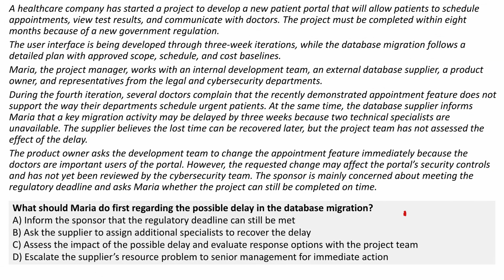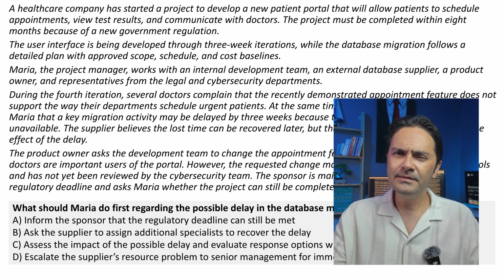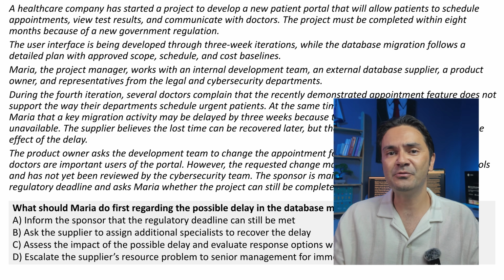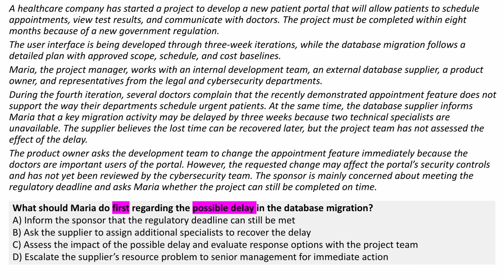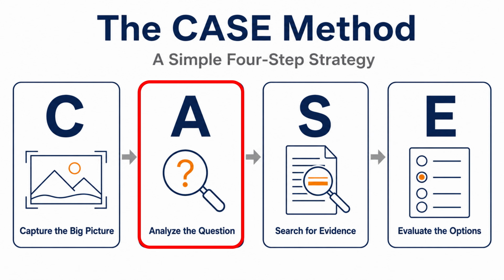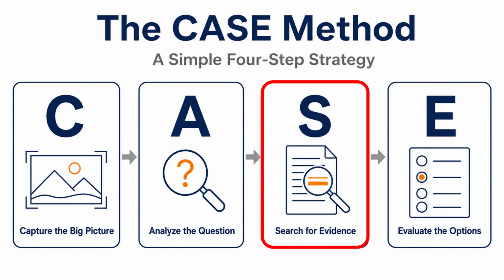Here, the question asks, what should Maria do first regarding the possible delay in the database migration? There are 2 important clues in this question: first and possible delay. The delay has not been confirmed yet, and its impact has not been assessed. After understanding the question, return to the case and search for the relevant information. You do not need to read the entire case again. Focus only on the details connected to that question.